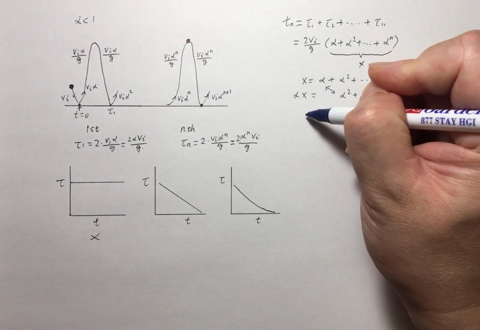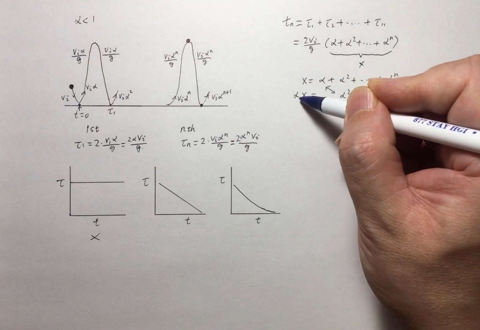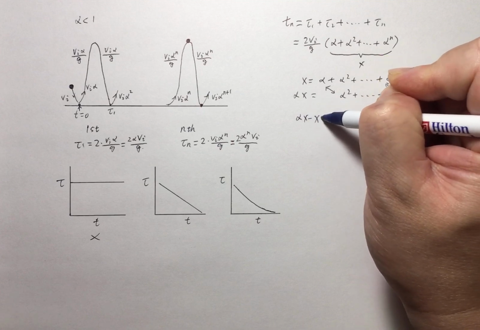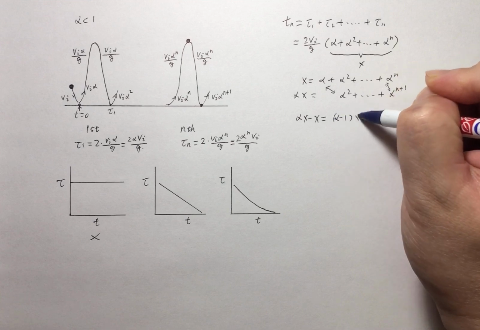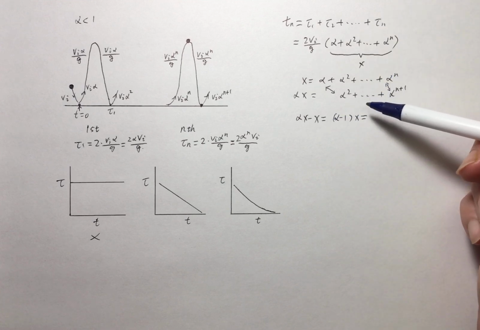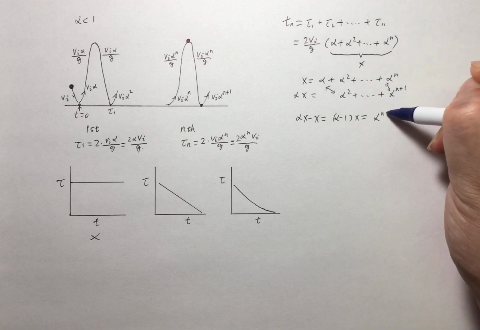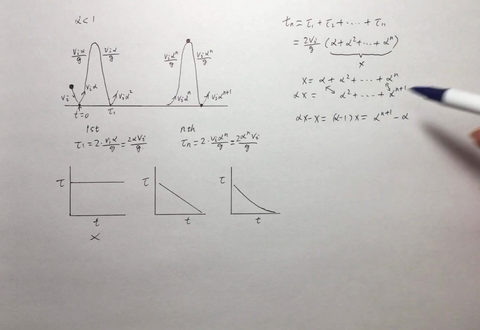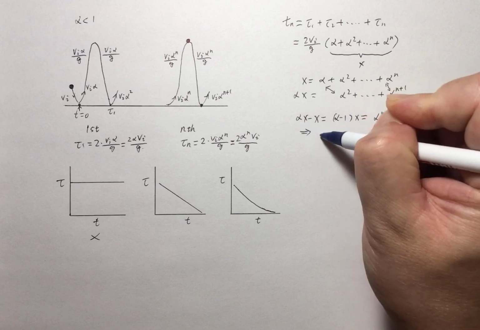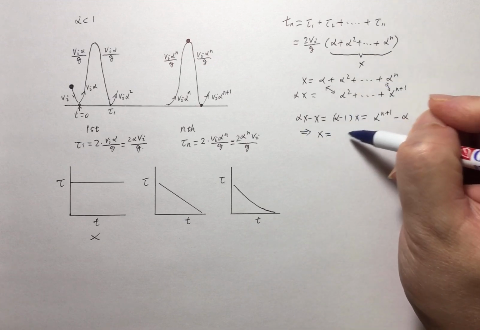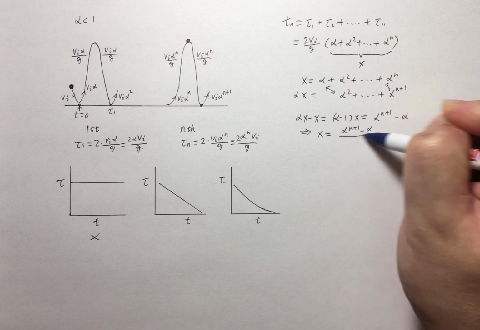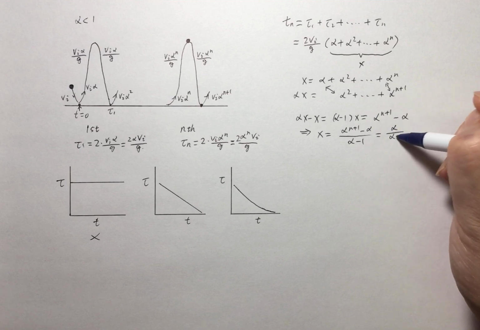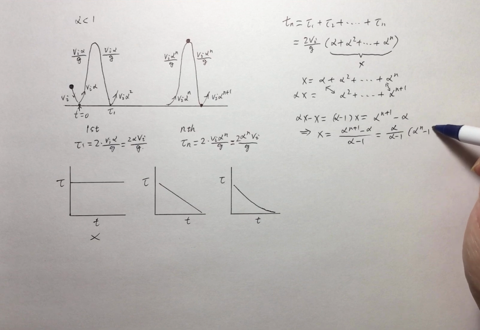Now we subtract the first line from the second line. So alpha x minus x, that equals (alpha minus 1) x, equals alpha^(n+1) minus alpha. I think we can see that easily, right? So we get x equal to alpha^(n+1) minus alpha over alpha minus 1. Let's clean it up: alpha over (alpha minus 1) times (alpha^n minus 1).